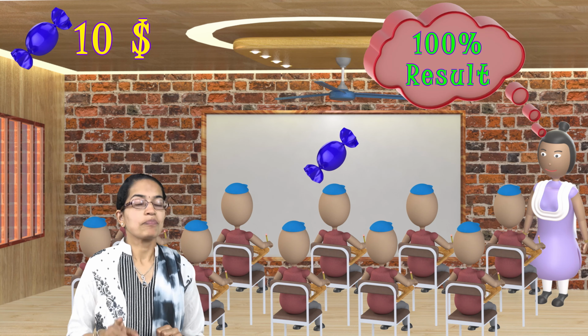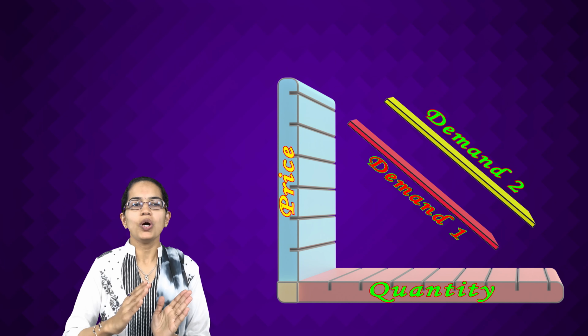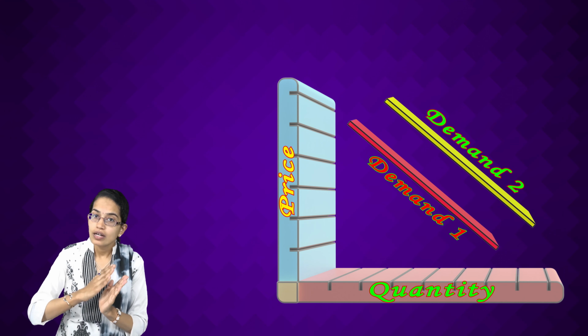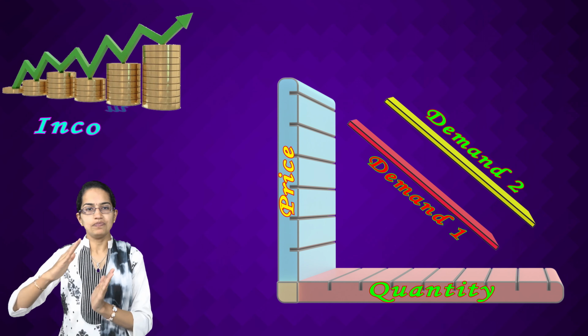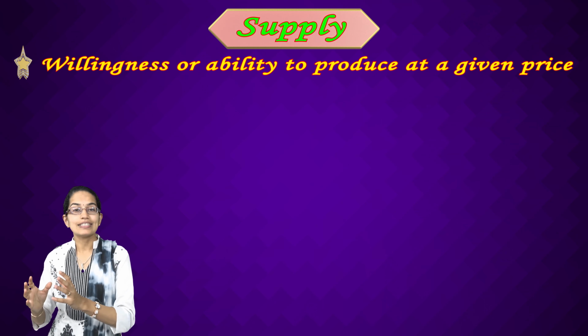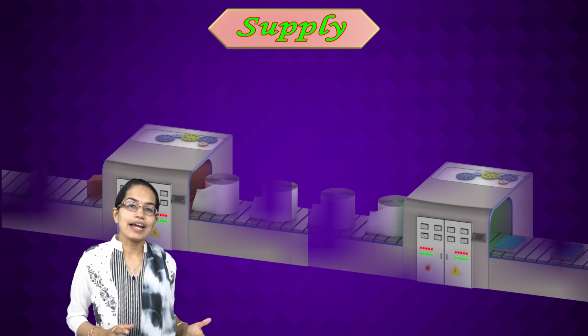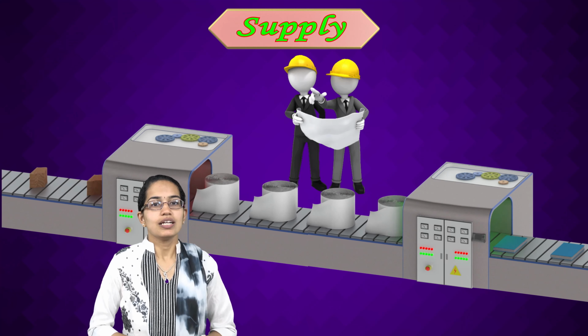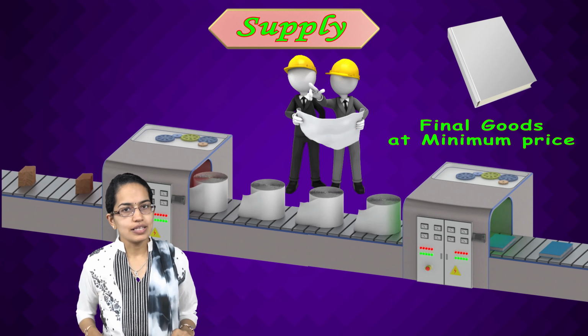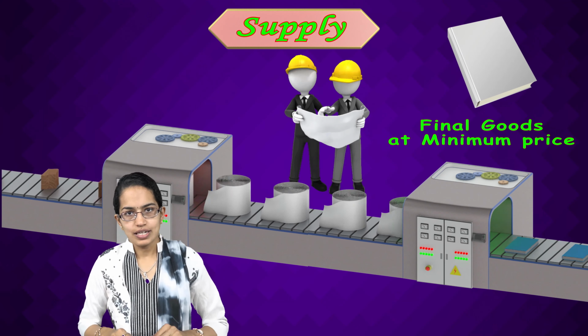Again, as we said, the demand curve would shift only and only when you have any other factor that comes into play. So we took a simple example of rising income. With the rising income, you would have a change in the demand curve that would be witnessed. The next is supply. Willingness to produce at a given price is what is supply. So my idea as a manufacturer here is to produce a good at a minimum price so that it's competitive in the international markets or at least the national market.